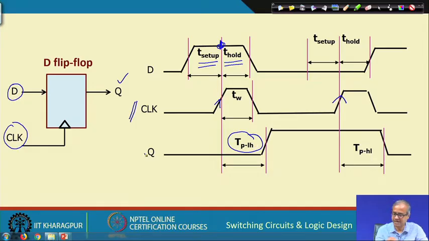Suppose later, when the next clock comes, my D is 0, here the value of D is 0. So, again I must apply this 0 T setup time before and maintain it for a duration of T hold after this. Now, the output, since it goes from 1 to 0, the corresponding delay will be T p high to low.